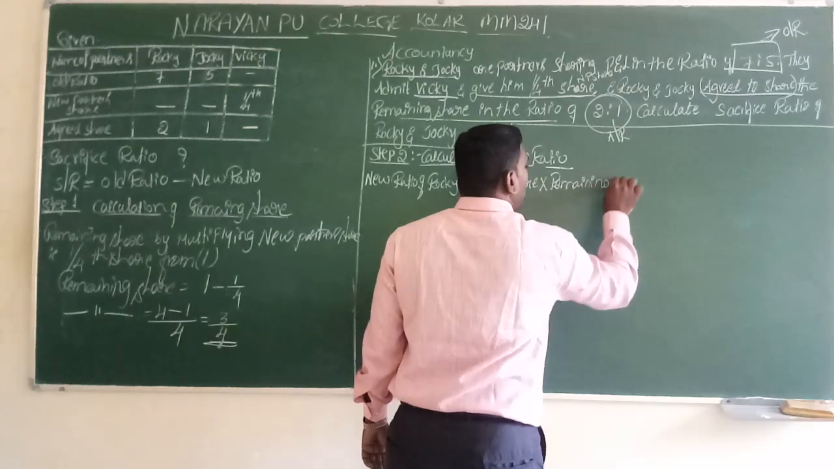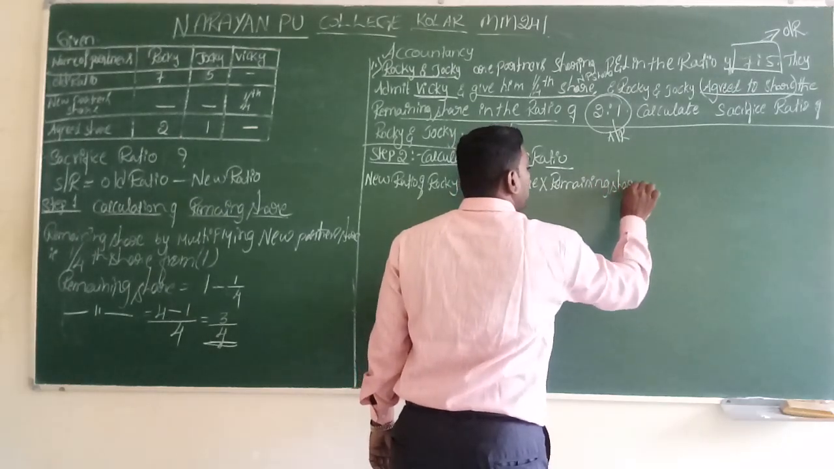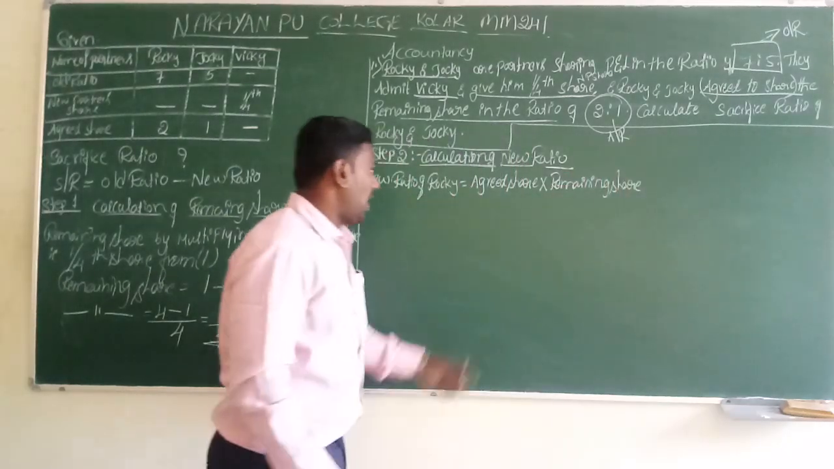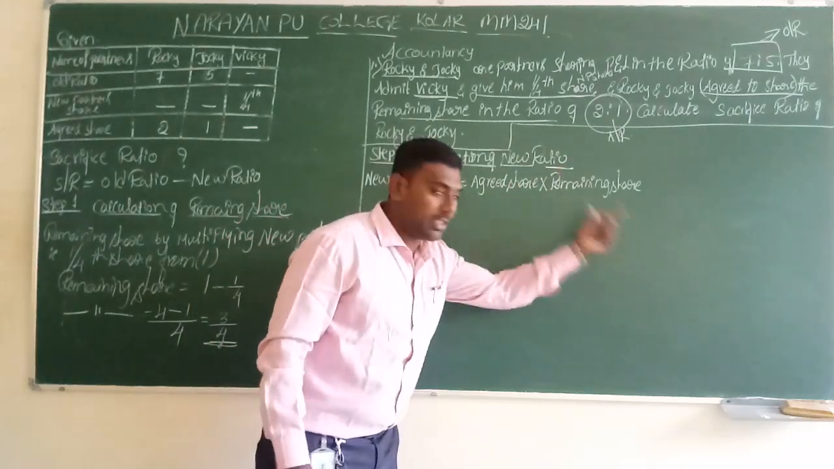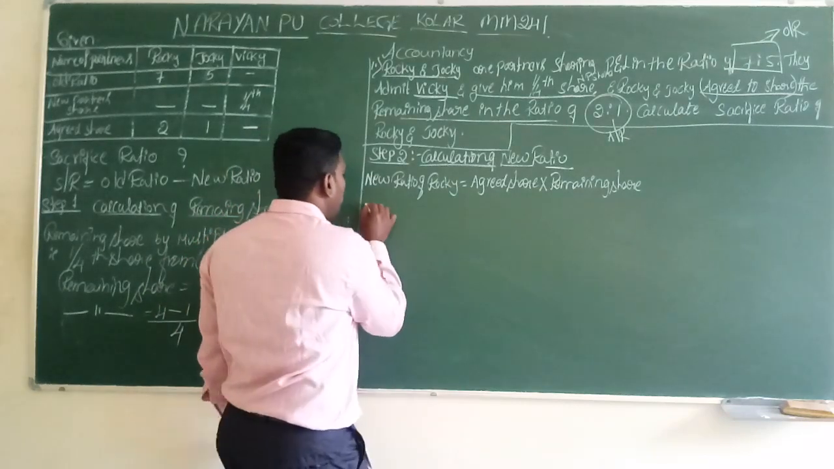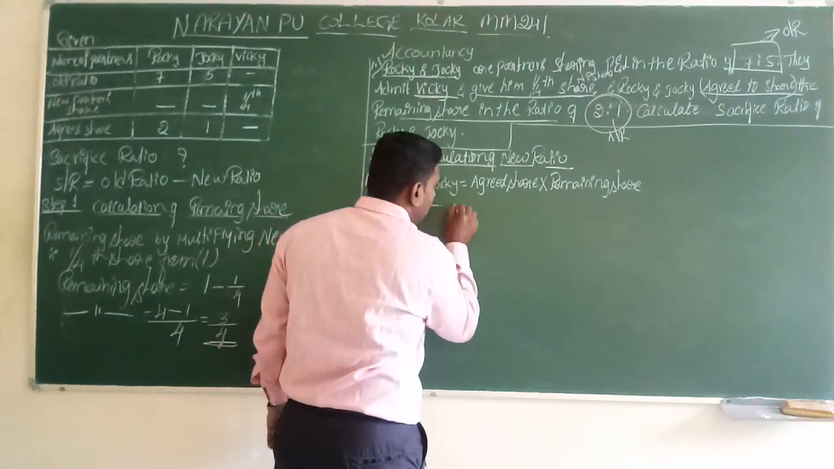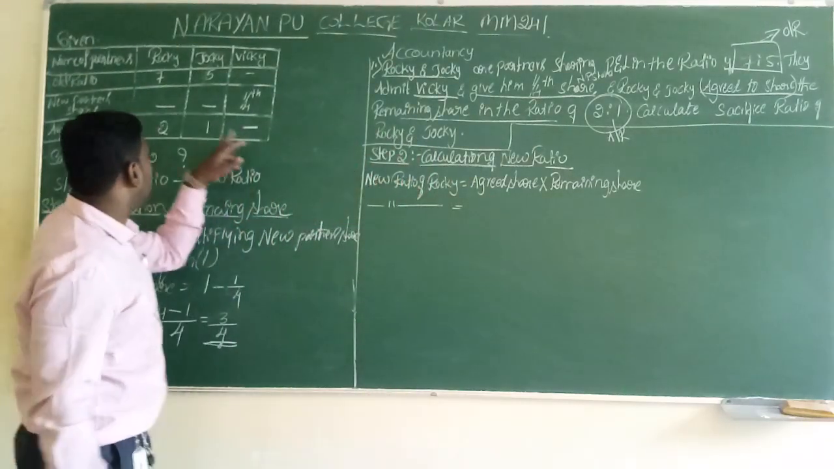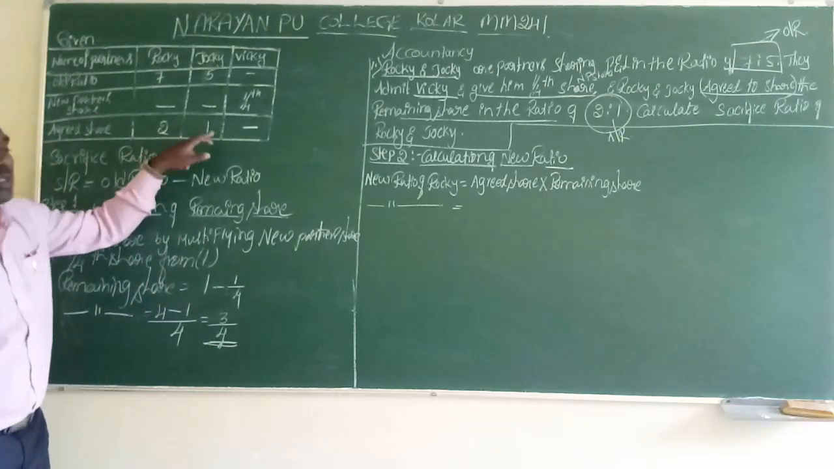Agreed share into remaining share. So this is the formula. Agreed share should be multiplied with the remaining share. We will get the new ratio. Therefore, the new ratio of Rocky is equal to the agreed share, which is available in our question, 2:1.